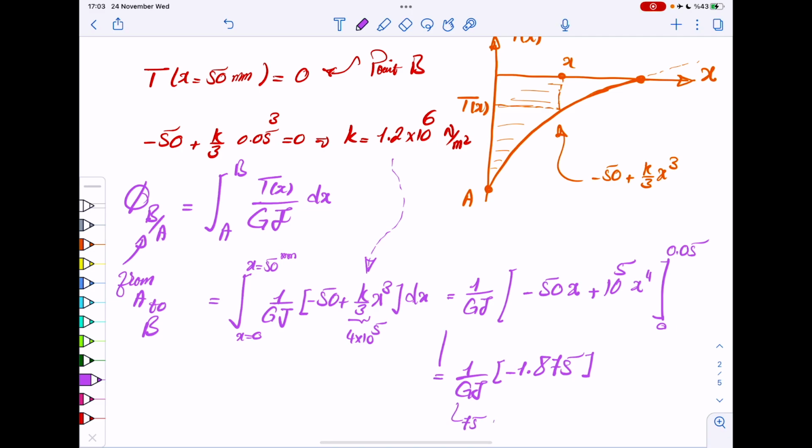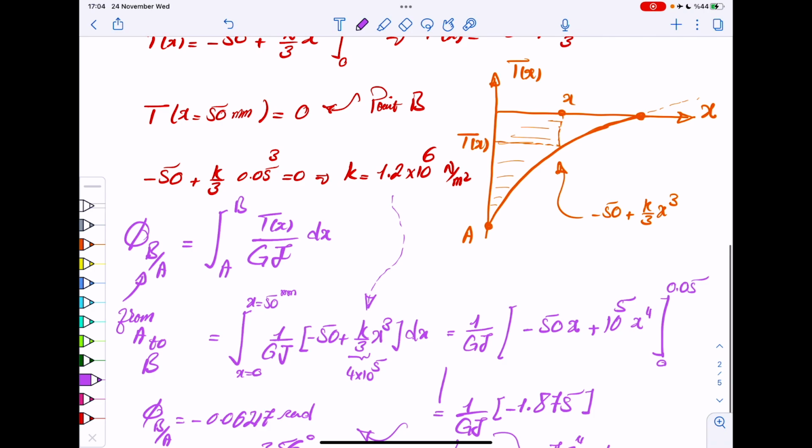And again, for this particular problem, we also know what G and J are. G is 75 gigapascal. J is our usual pi over 2, c to the power 4, c being the radius, and that radius in this case is given as 4 millimeters. So if you insert these values, you end up with a number for this, also a negative number, not very surprising, minus 0.06217 radian, or minus 3.56 degrees, okay?